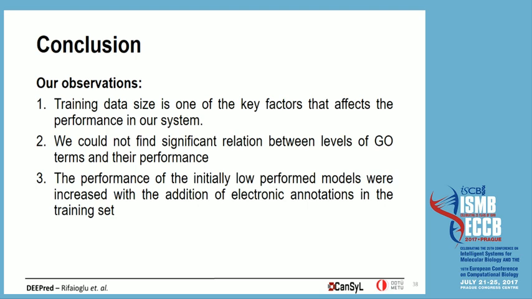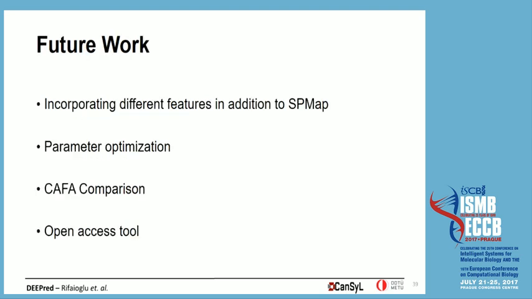Finally, the performance of initially low-performed Go terms was increased with the addition of electronic annotations, where there is still room for significant improvement. And this is an ongoing study. As future work, we are planning to incorporate different protein features and then optimize the parameters. We are going to run our final models on Kappa proteins. Finally, we are planning to release these tools as an open access tool for the scientific community.